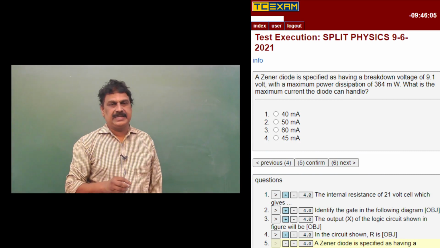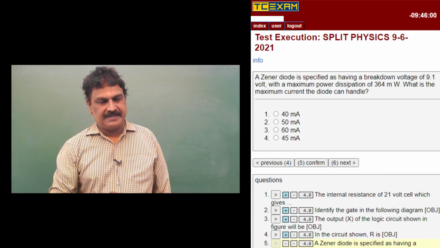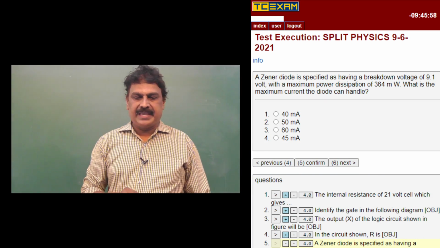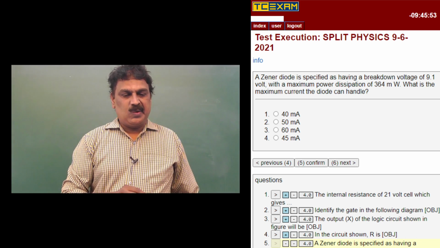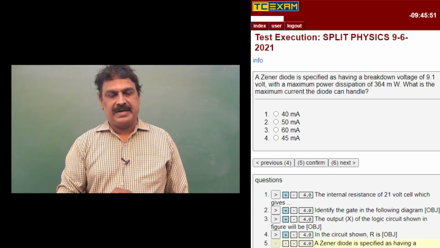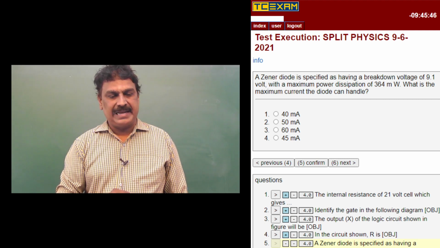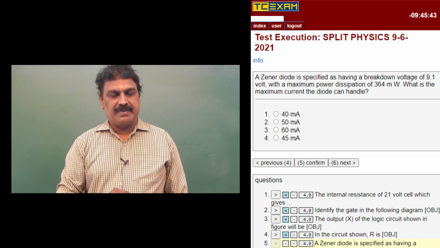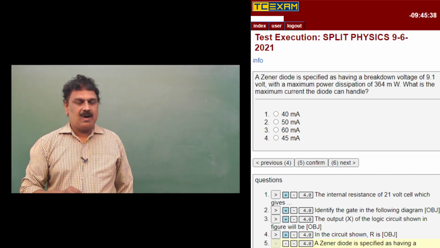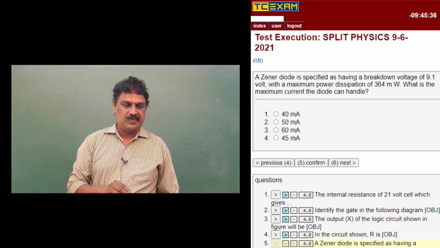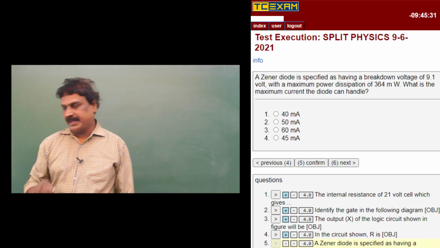Now, the next question is, a Zener diode is specified as having a breakdown voltage of 9.1 volt with the maximum power dissipation of 364 milliwatt. What is the maximum current the diode can handle? The options are 40 milliampere, 50 milliampere, 60 milliampere and 45 milliampere.